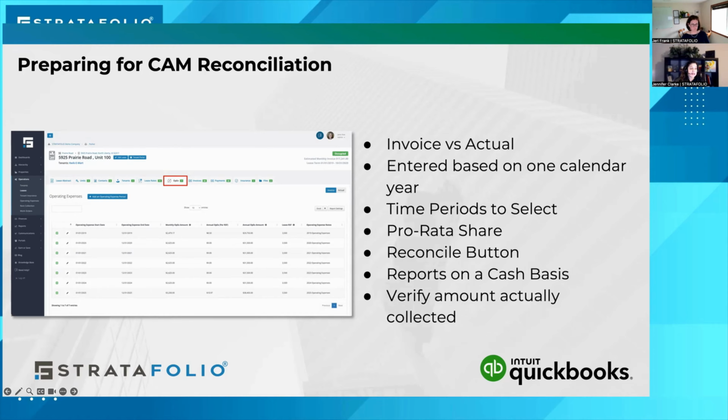And then the last one is to verify the actual amount collected. You do need to make sure in your QuickBooks that your AR matches how much was actually invoiced and that you actually collected that amount. But we will go into all of it in the actual CAM reconciliation on the next video that we created. It's a little walkthrough.